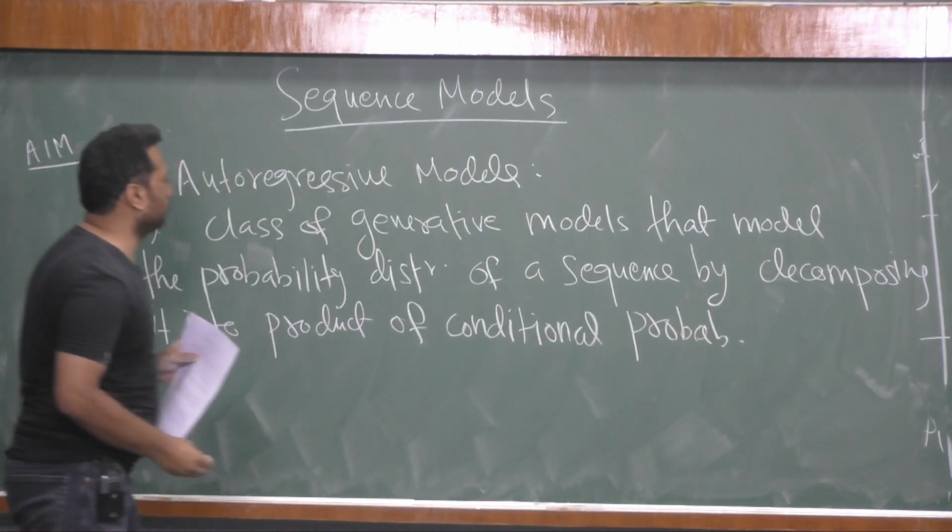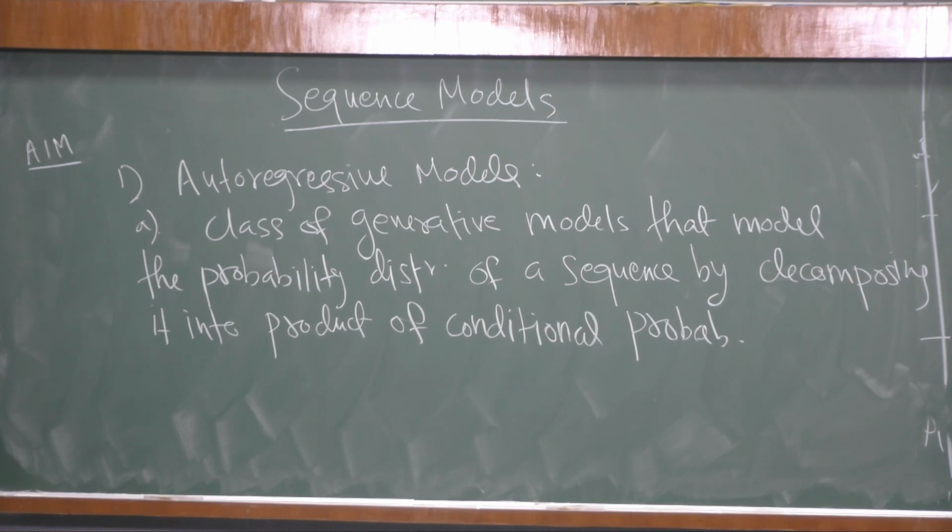So we will see explicit representation in detail. These are the type of models that model the probability distribution of a sequence by decomposing it into a product of conditional probabilities. If it doesn't make sense, we will see some examples of what this means.